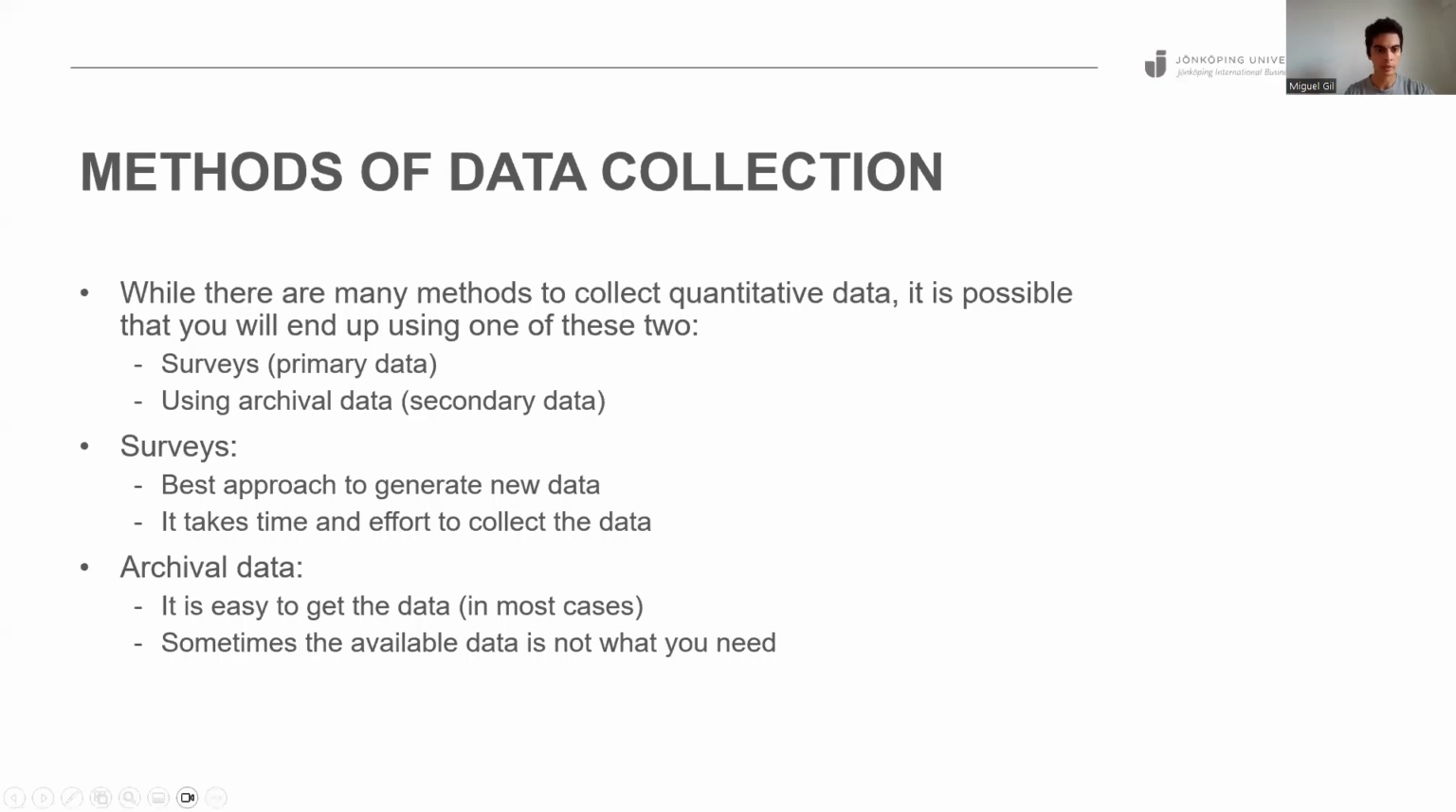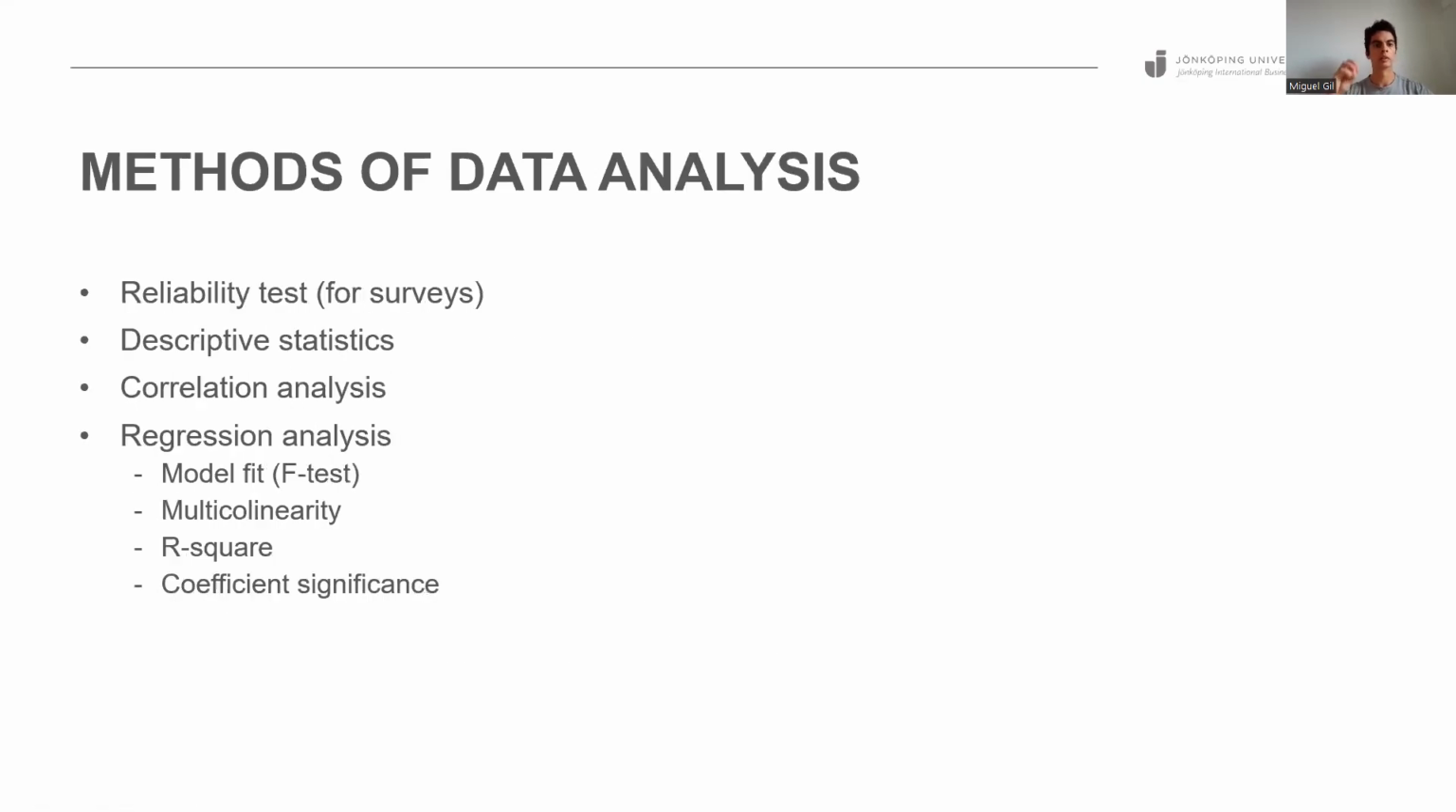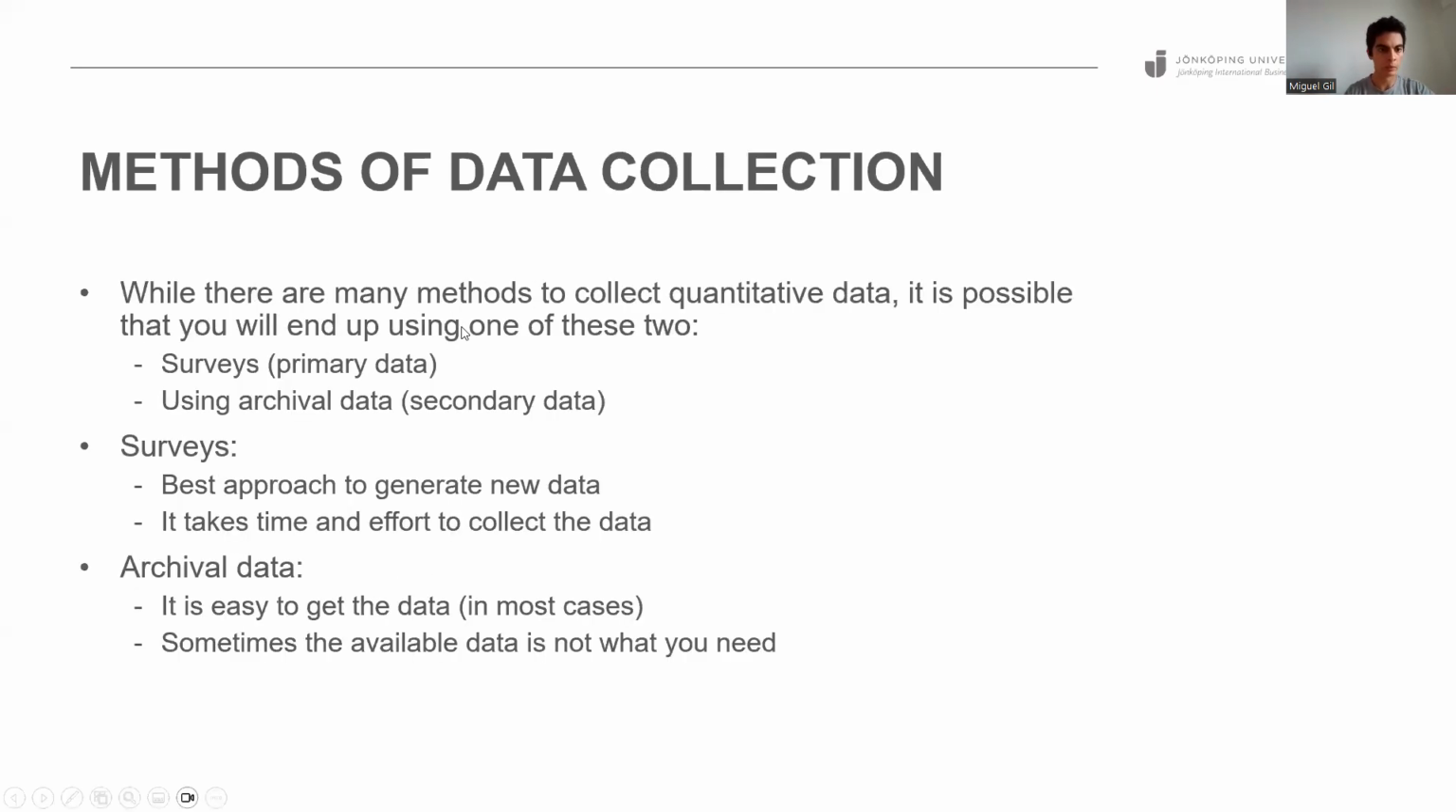So we're going to start discussing the methods of data analysis, and we have different steps, and we will go one by one. But the first one that we will discuss is the reliability test that applies only for surveys. We don't have a reliability test when we use a database, like in archival data. It only works for surveys.